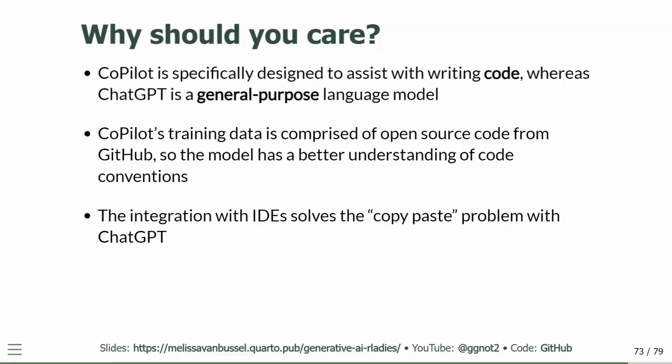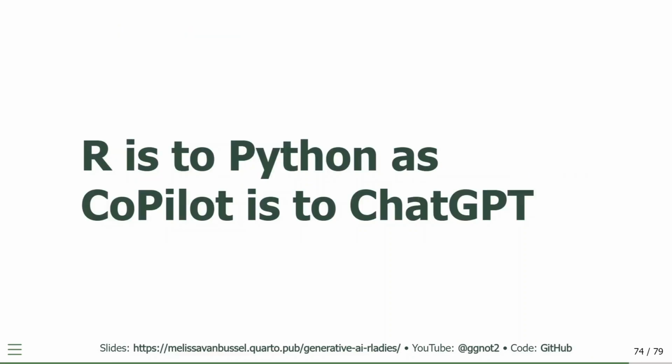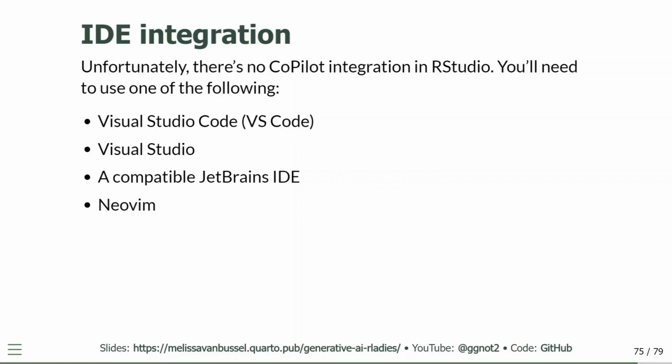That real-time integration with your IDE is also incredibly convenient, and it solves the copy-paste and clicking around problem that you have with ChatGPT. As an analogy, you can think of R being to Python as Copilot is to ChatGPT. And what I mean by that is that R is a statistical programming language, so it's better at statistics than Python is, since Python is a more general language. Similarly, Copilot is specifically designed for helping you write code, whereas ChatGPT is a more general purpose language model. So if what you want to be doing is writing code, Copilot is most likely the way that you're going to want to go. Unfortunately, there's no Copilot integration in RStudio, so you'll need to use a different editor.